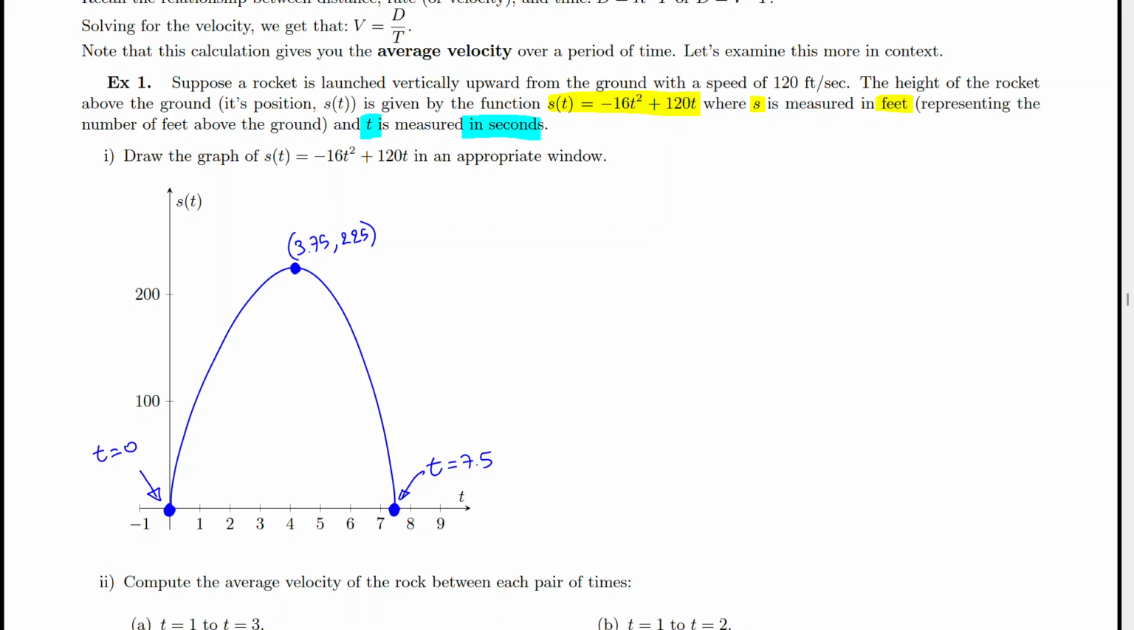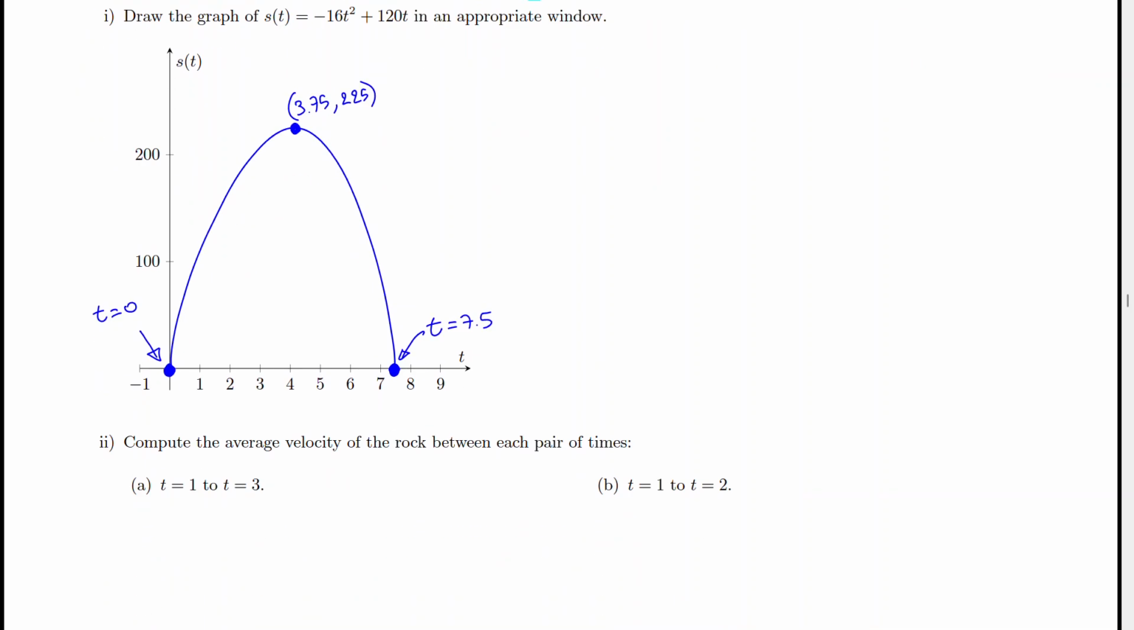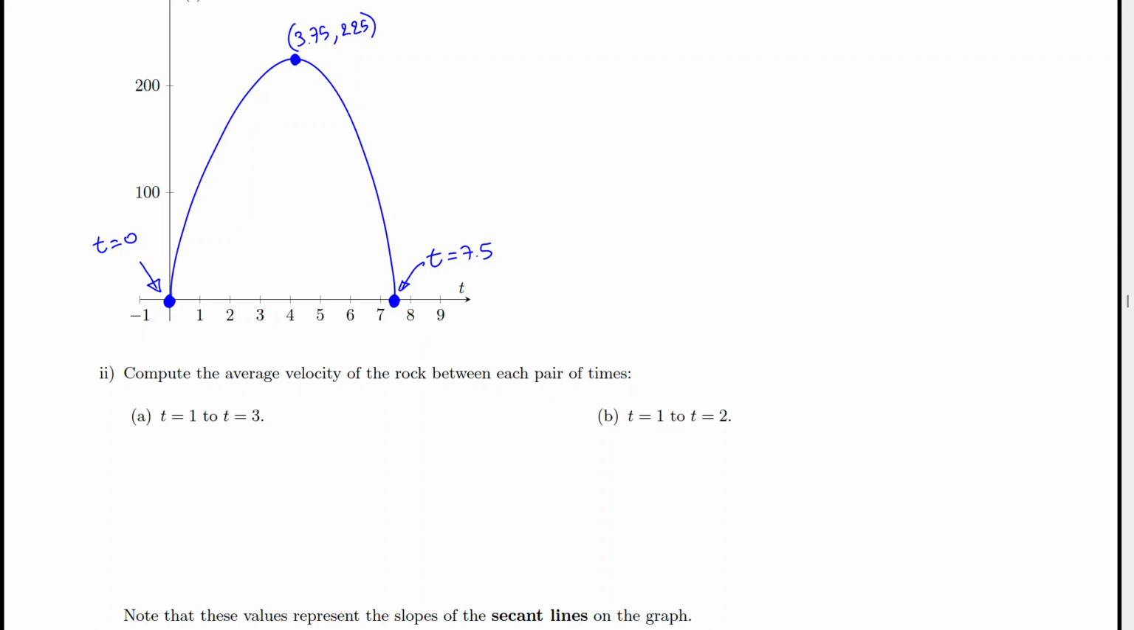So now that we understand what's going on, they want us to look at example or the part 2 of this problem, and they want us to find the average velocity of the rocket between time 1 and time 3, then time 1 and time 2. So at time 1, we're somewhere over here, and time 3, we're somewhere over here. They want to know the average velocity. So how fast were we going between these 2 points? Well, that's exactly what we discussed above in the previous paragraph. In other terms, what they want me to do is just find the slope of the line that connects the points where t is 1 and t is 3. So let's go ahead and do that.